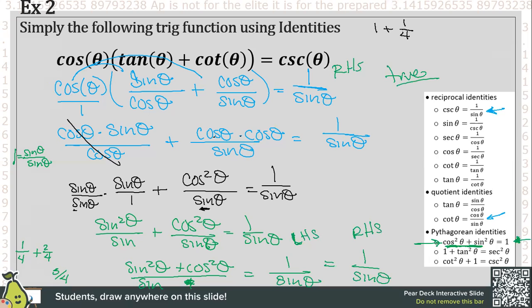So this is pretty much helping us learn how to prove our identities, to verify our identities, which is what we'll be seeing more of tomorrow.